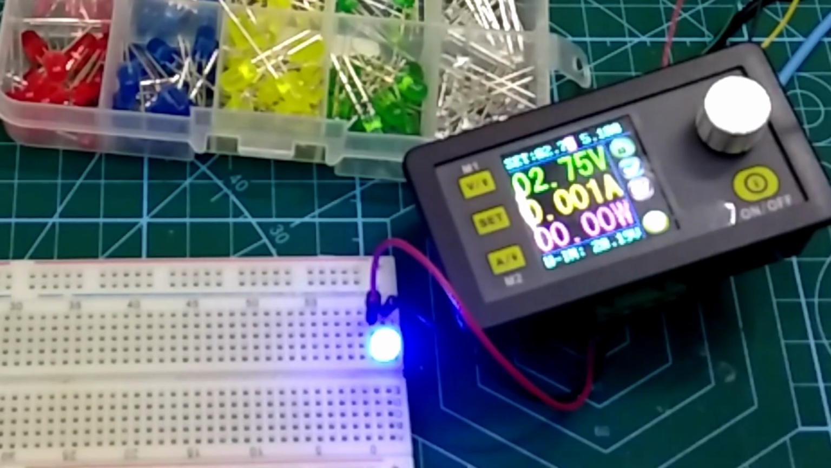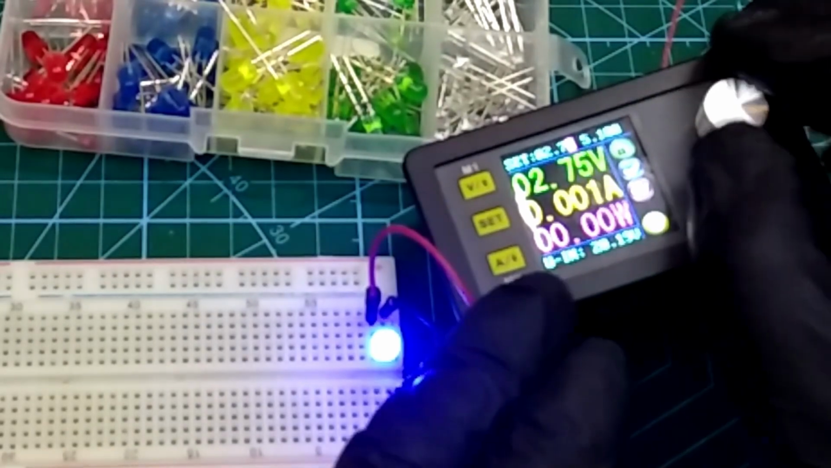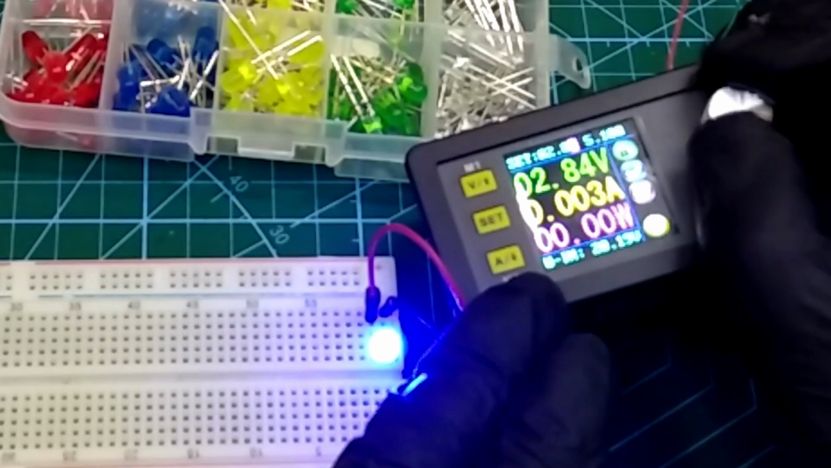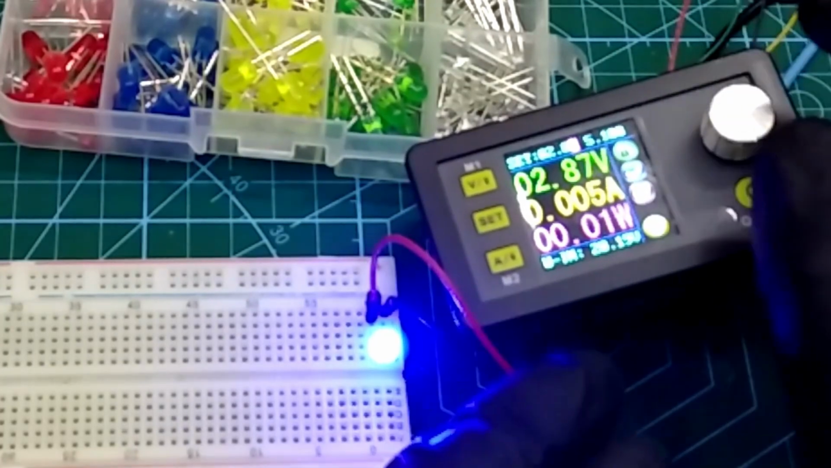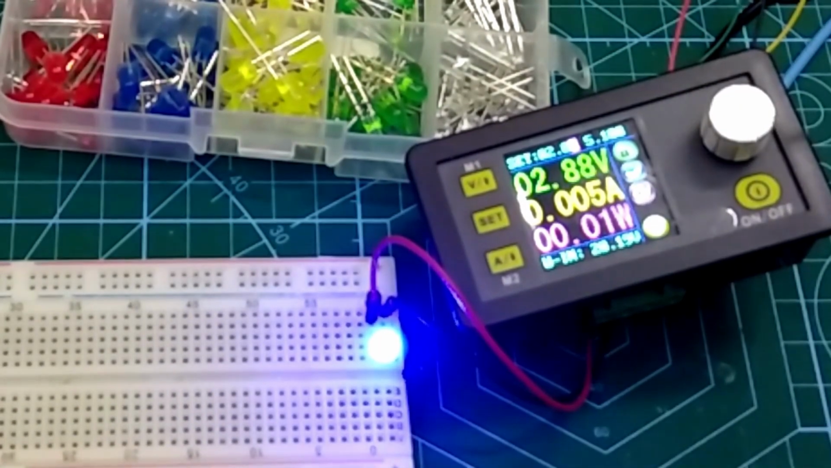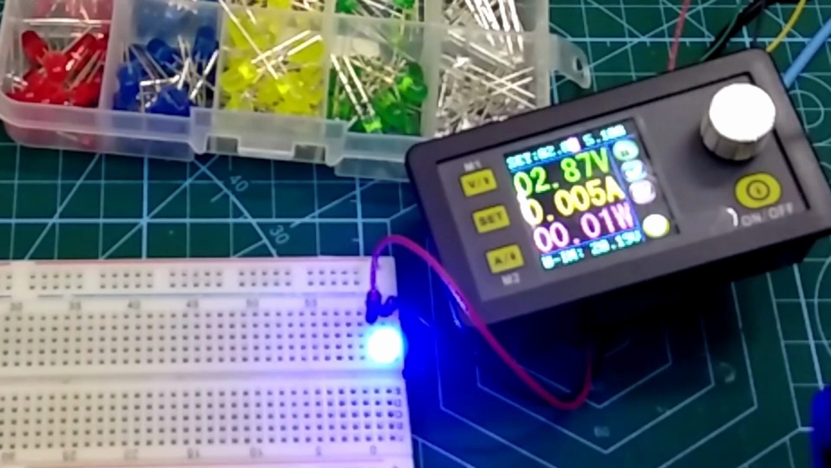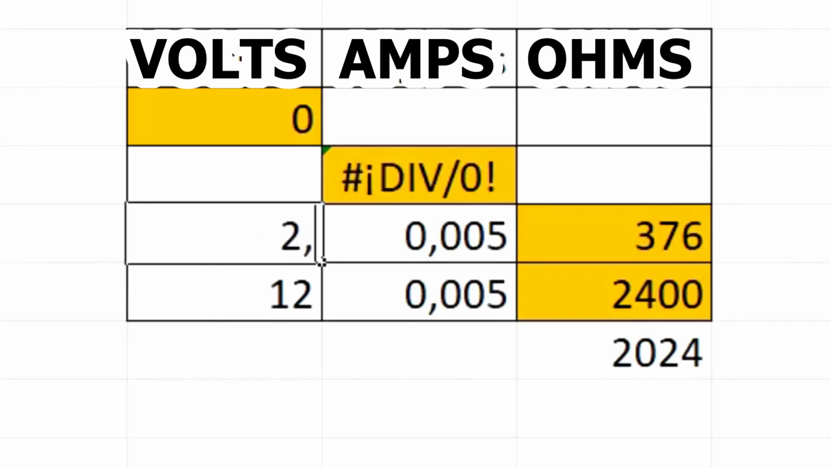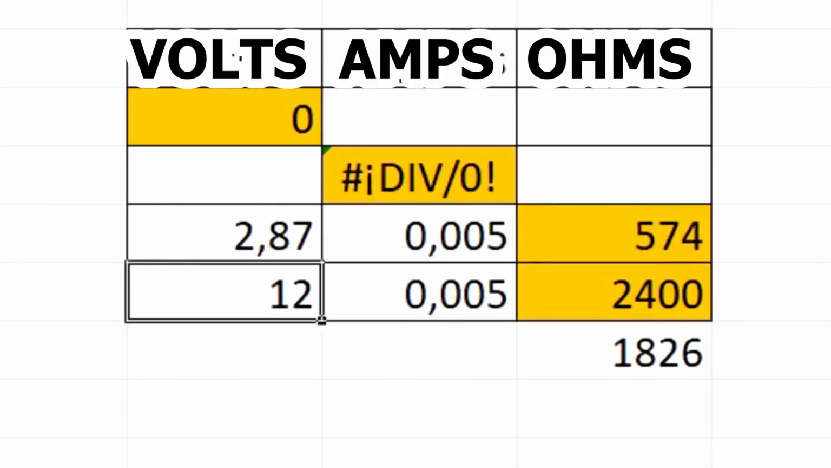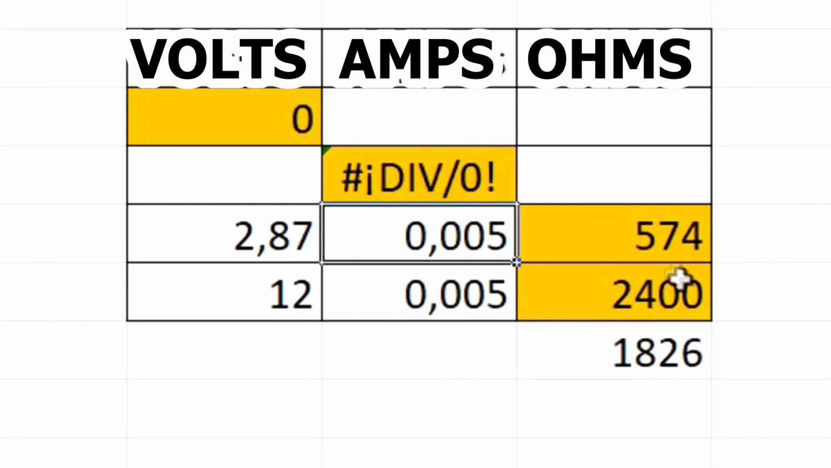I am satisfied with 1 milliamp for certain cases. We are going to put it at 5 milliamps. Here 2.87 volts fall and 5 milliamps circulate. The equivalent resistance that is opposing the current is 574 ohms in the blue LED diode. If we put 12 volts and 5 milliamps, it would be 2400 minus the LED. I will need a resistance of 1800 ohms, that is, the red LED diode would need 2K and the blue LED would need 1.8K for the same voltage and current.